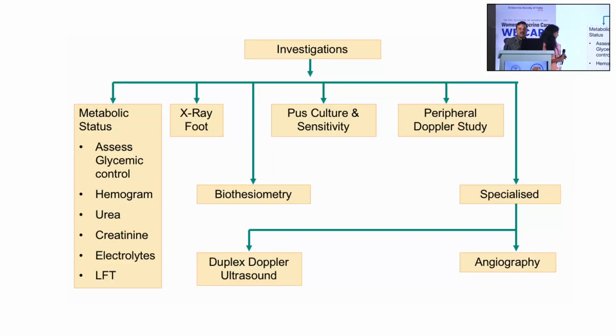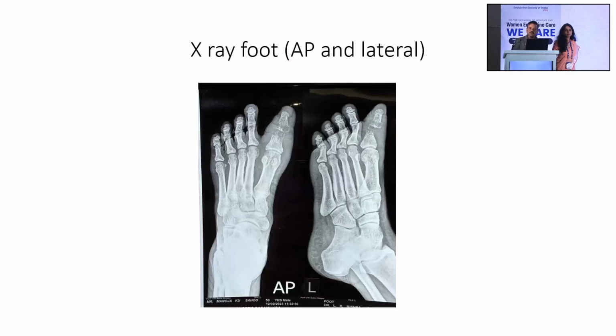Obviously the metabolic control is very important to assess, like glycemic status, the hemogram for TLC and all, urea, creatinine, electrolytes and LFT are part of the panel, where you need to see whether infection is there or anything else. X-ray foot is very, very important. In the next 2 slides, I will tell how X-ray has to be done. Biophysiometry we have discussed. Doppler study we have also discussed. If there is an ulcer, do a pus culture also, and it should not be a swab test from the pus. During the debridement, you take the sample from the deep tissue and do a culture. But what I want to highlight most is X-ray.